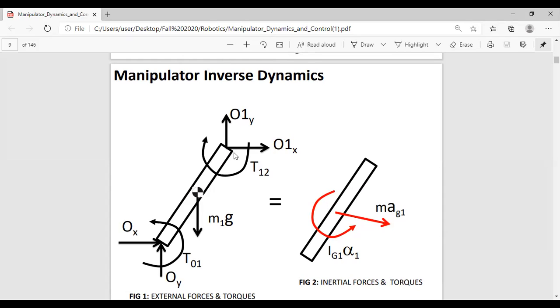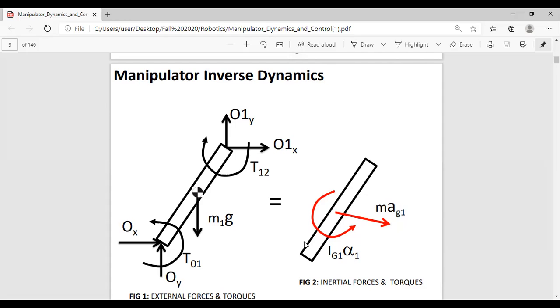O1x, O1y are the forces that link one applies on the housing of motor two, right? The housing of motor two is rigidly connected to link one, and the shaft of motor two is attached to link two, so it's rotating with link two. But the motor is actually connected, so these are the forces that the bolts on motor two are taking to compensate for that acceleration. Whatever acceleration you have here, you're going to respond here with these forces, right? That's what Newton is telling us.